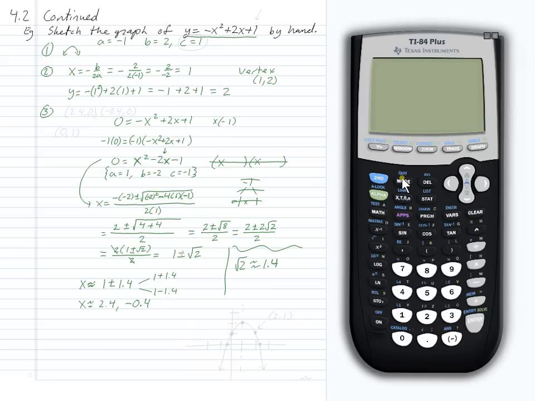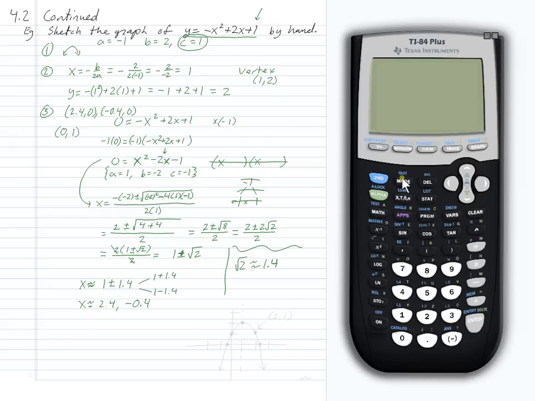That's how I like to handle these when I end up with one of these weird quadratic formula messes of a solution. I'll make an approximation just for the sake of graphing. So our x-intercepts are approximately 2.4 and negative 0.4. What about our y-intercept? Well, if we plug in 0, it's just going to be c, the original c that we started with. So we have a y-intercept at 0, 1.